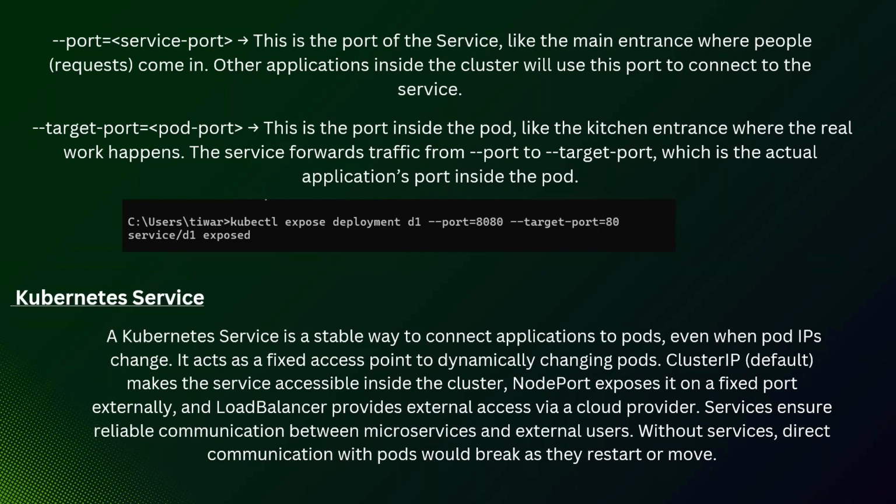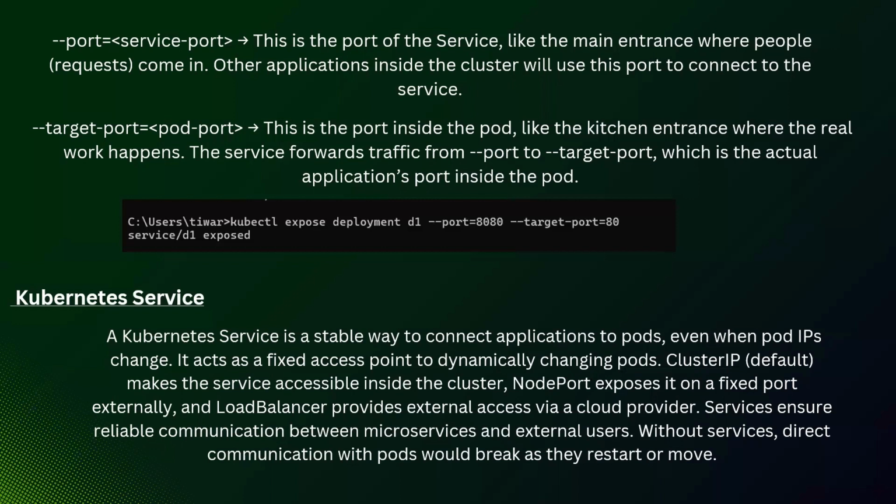ClusterIP makes the service accessible inside the cluster. NodePort exposes it on a fixed external port, and LoadBalancer provides external access via a cloud provider. So that is the main concept of a load balancer: you are connected with a particular deployment, and even if a pod's IP changes, one of the pods is assigned to the user. So here the load is balanced.